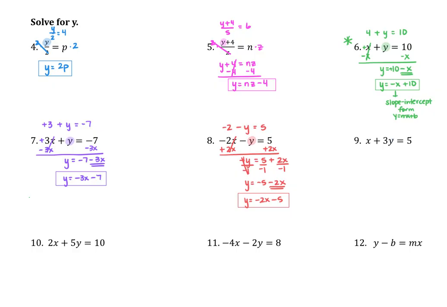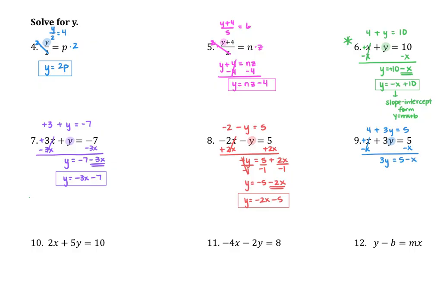Number 9, I'm trying to isolate the y. Again, if you need to know what to do, you can change the x to be a number. I'm going to say it's 4. In this case, I would have to undo the 4. So in my problem, I'm going to undo the x. It's a positive x, so I'm going to subtract x. X minus x gives me 0, so it goes away. Drop down my 3y, and I have 5 minus x.